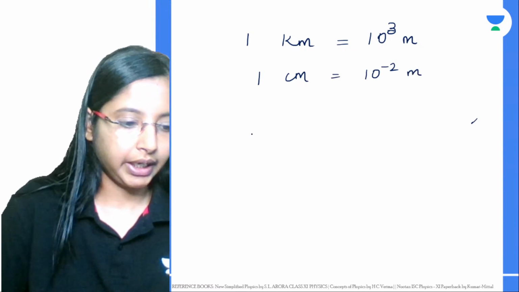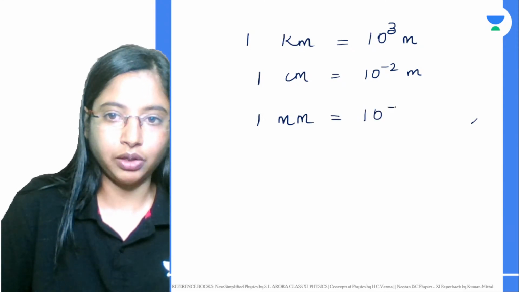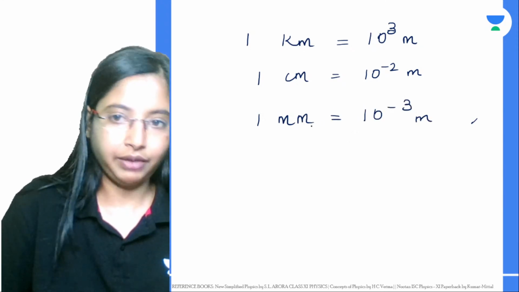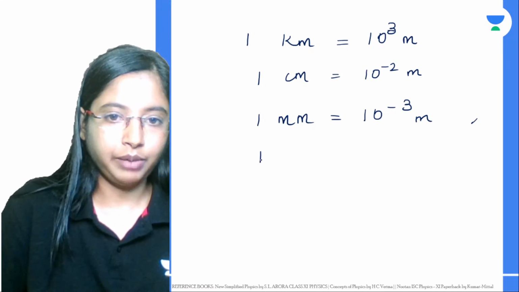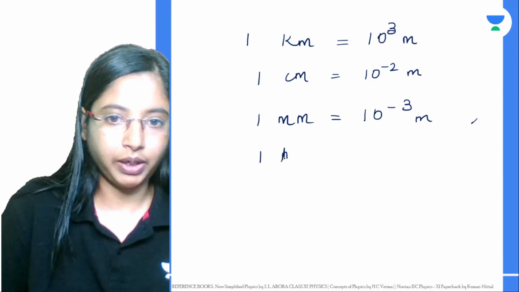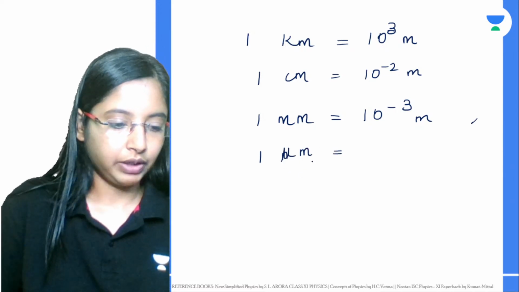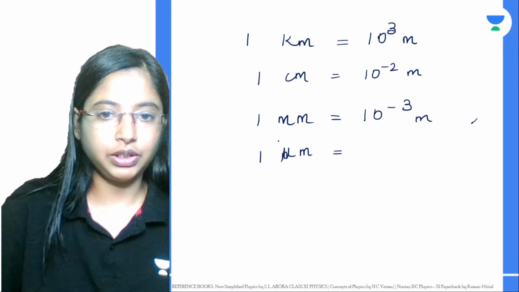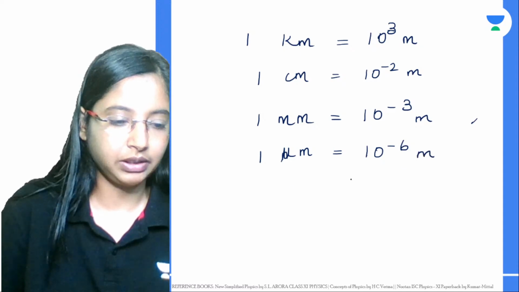And 1 millimeter, you would be knowing all of these values, but anyway, we'll just quickly look into this. And 1 more, 1 micrometer. This is important as you go ahead, as you're going towards the smallest units. 1 micrometer, micro is in the range of 10 to the power of minus 6 meters.